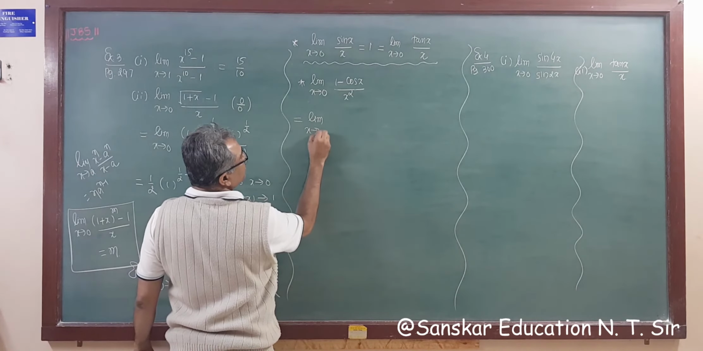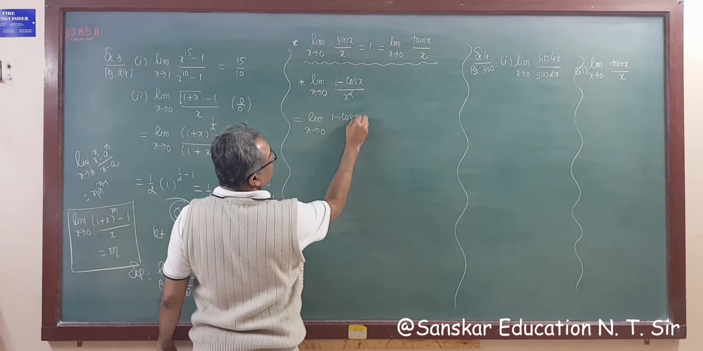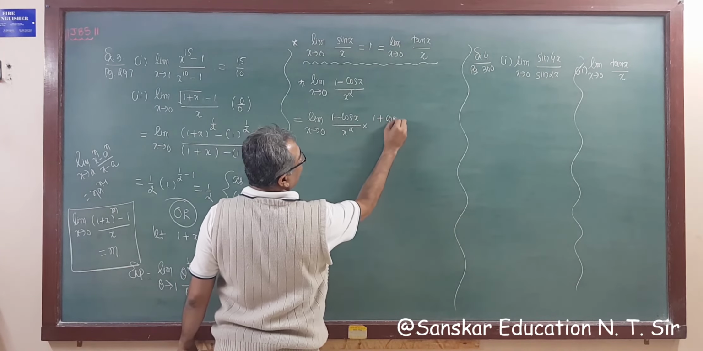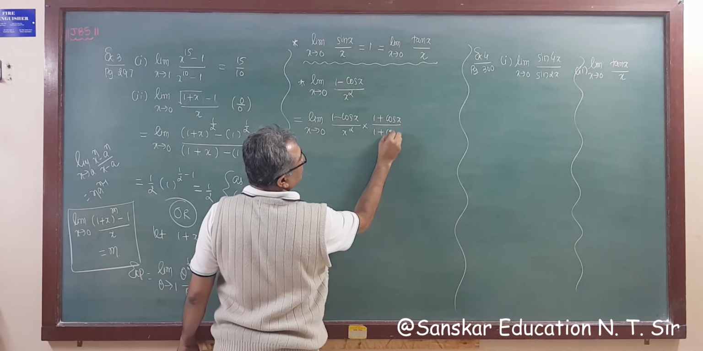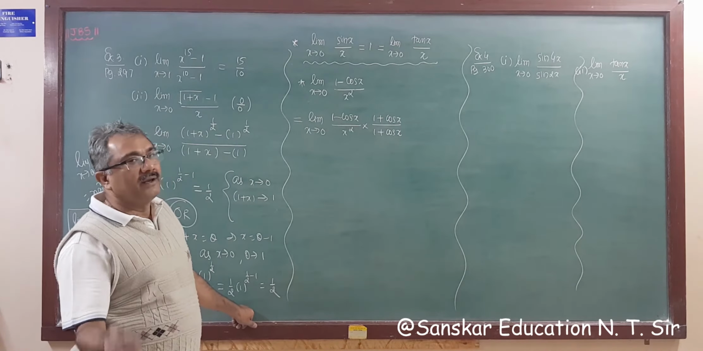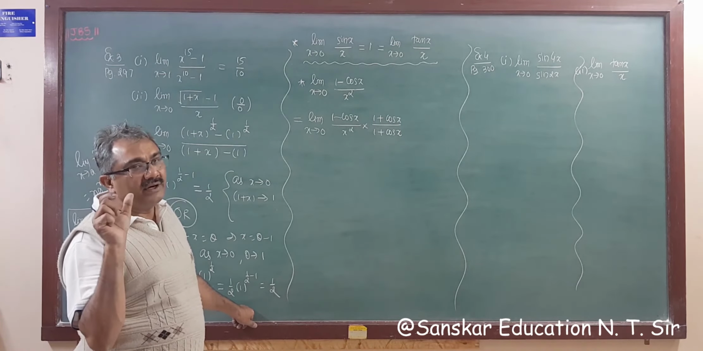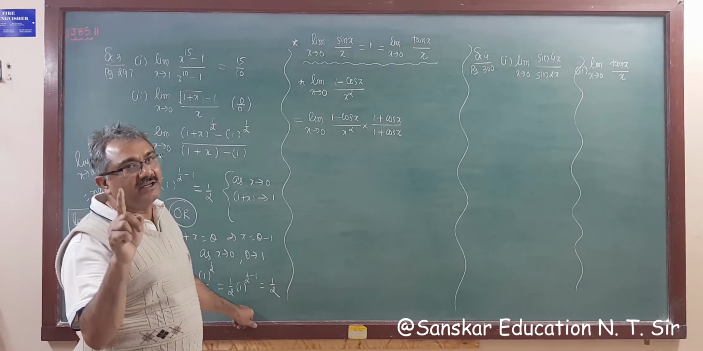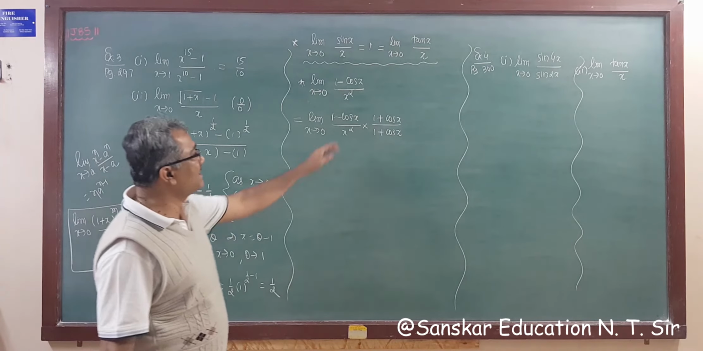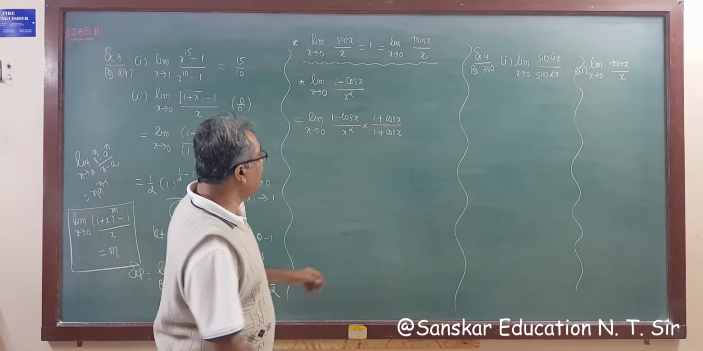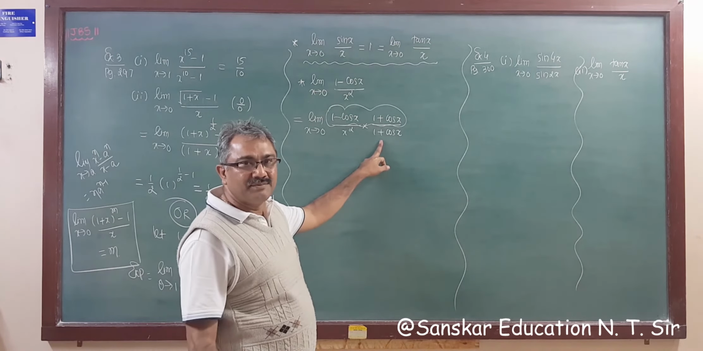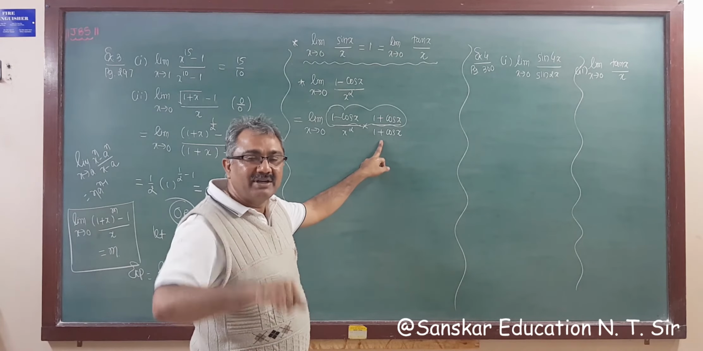So limit x tends to 0, this is 1 minus cos x upon x square. This is given, so I am rationalizing this, multiplying and dividing by 1 plus cos x. Now remember one thing. While you are rationalizing, there is one term, either in the numerator or in the denominator, which is an extra term. That is due to this multiplying and dividing. So here this becomes a minus b and a plus b. So this is your extra term. So give the extra term a separate limit.